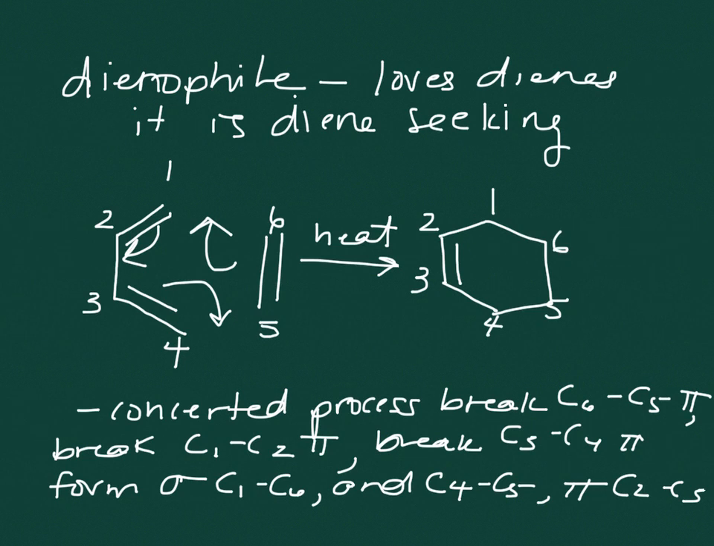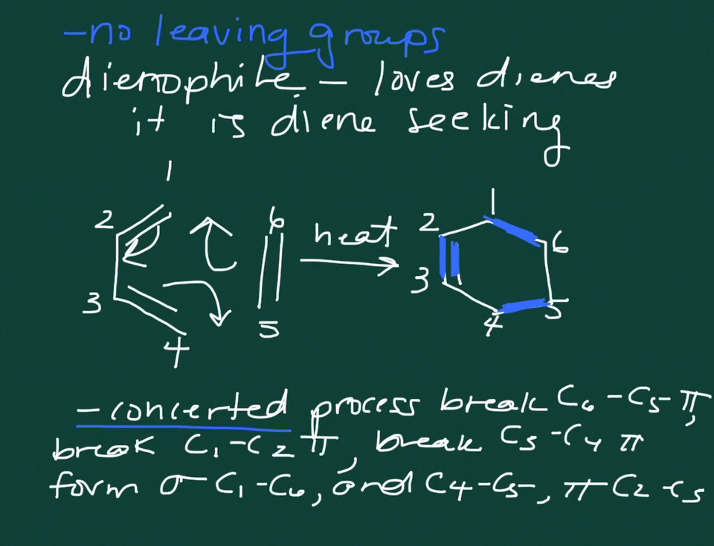Okay. So if we look in our product, these are the sigma bonds that we form, and this is the pi bond that we form. Okay. There are no leaving groups. And when I say the reaction is concerted, okay, we have all bond formation and bond breaking occurring at the same time.